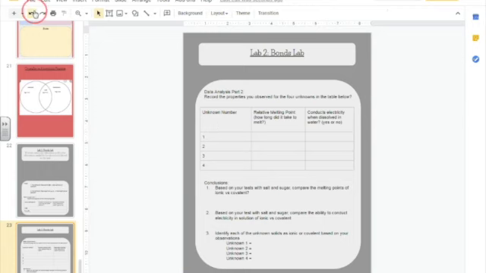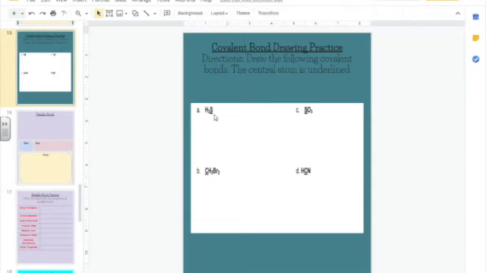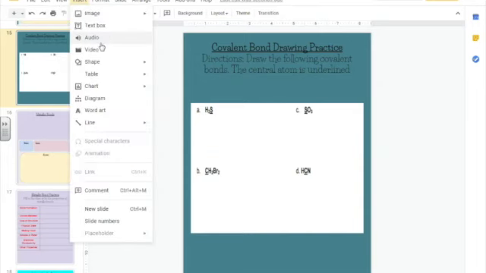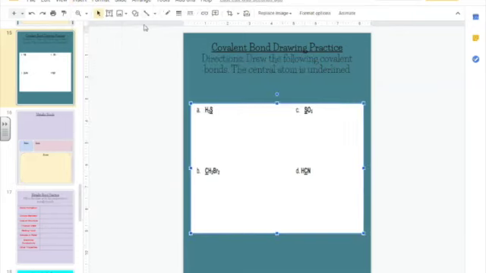In order to make your dots, you go to Insert, Shape, and then Circle right there. And then for your lines, you can use the line tool right there to draw your bonds.